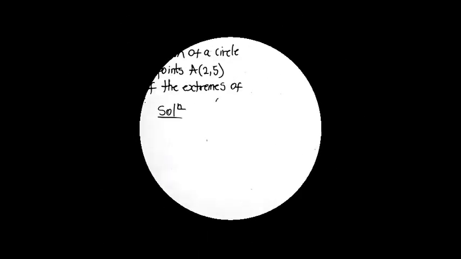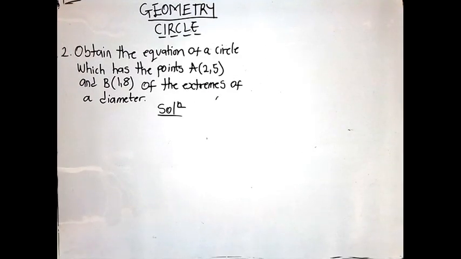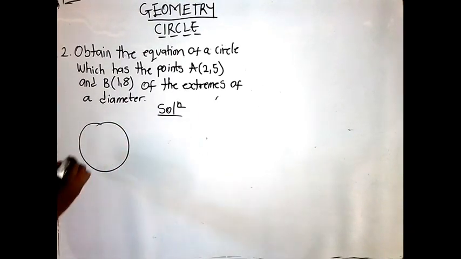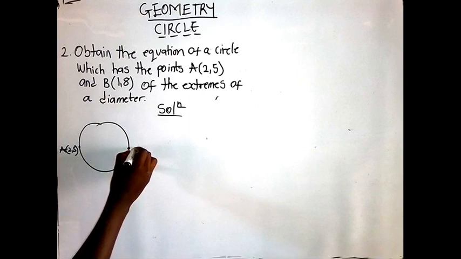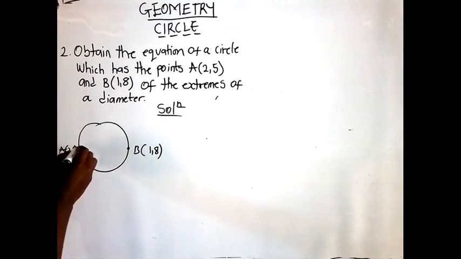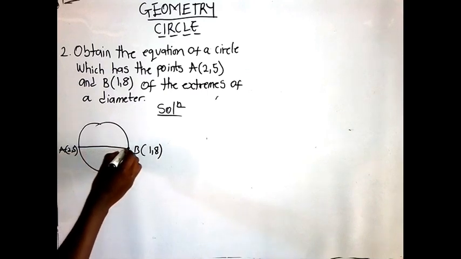minus x. Example 2. Obtain the equation of a circle which has the points A (2, 5) and B (1, 8) as the extremes of a diameter. So let's draw the circle. So this is the point A (2, 5) and point B (1, 8). So this becomes our diameter.